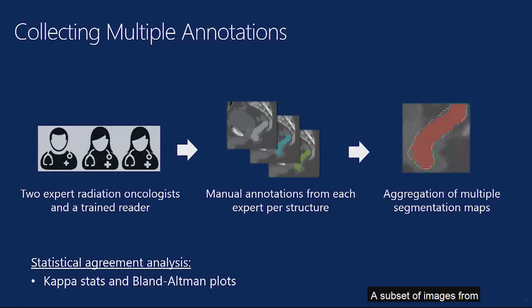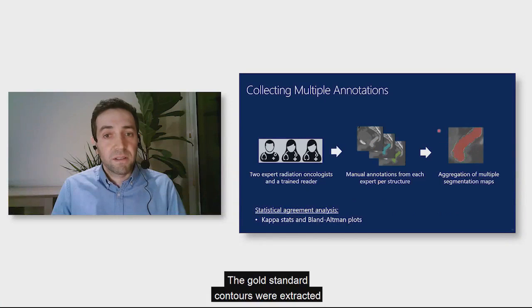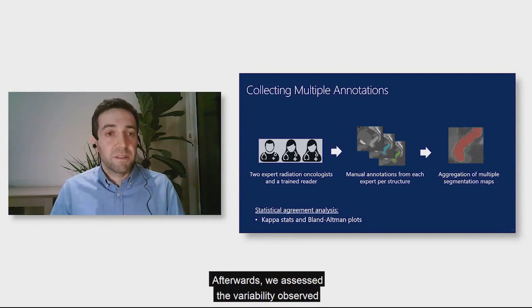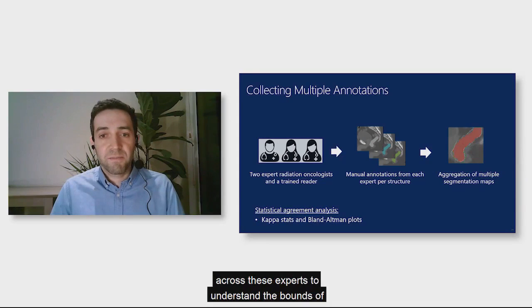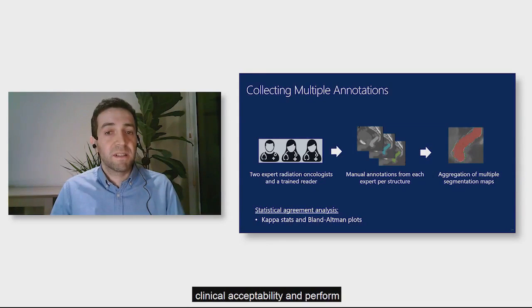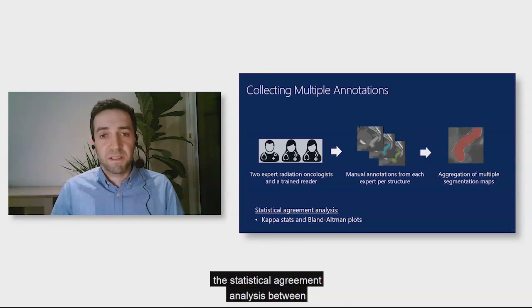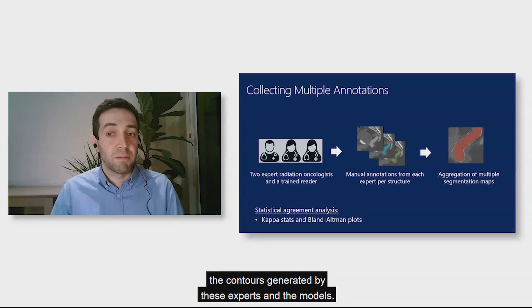A subset of images from both radiotherapy domains were annotated by a set of experts, as you can see on the left-hand side, multiple times. And the gold standard contours were extracted by aggregating their candidate annotations. And afterwards, we assessed the variability observed across these experts to understand the bounds of clinical acceptability and perform the statistical agreement analysis between the contours generated by these experts and the models.